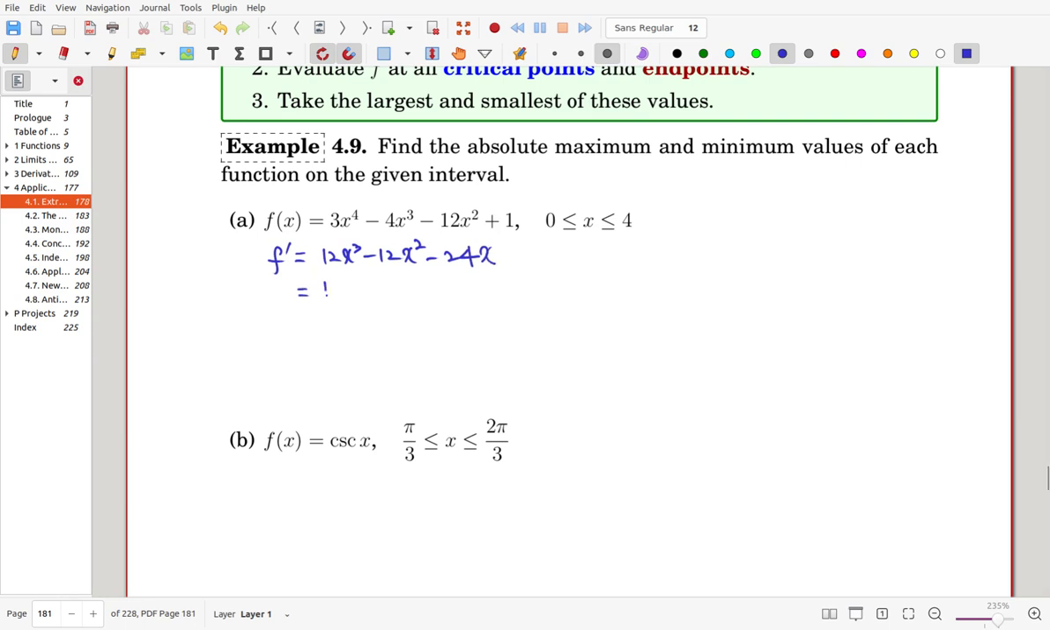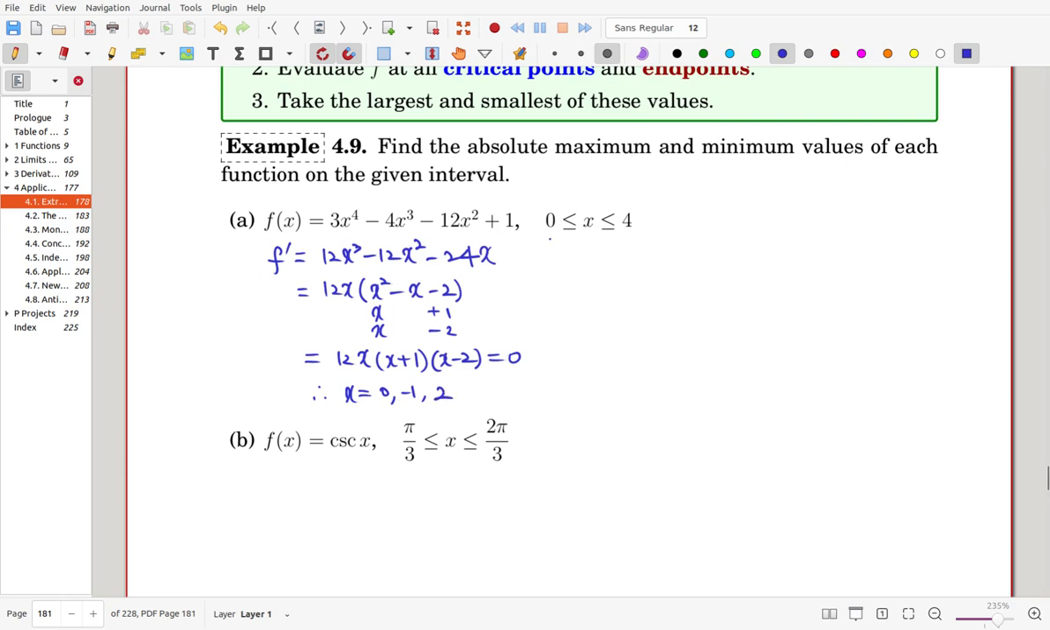So here 12x will come out, and we get x squared minus x minus 2. So you can separate it into x plus 1 and x minus 2. So we reach 12x times (x plus 1) times (x minus 2) equals 0, so that we have x equals 0, minus 1, and 2.